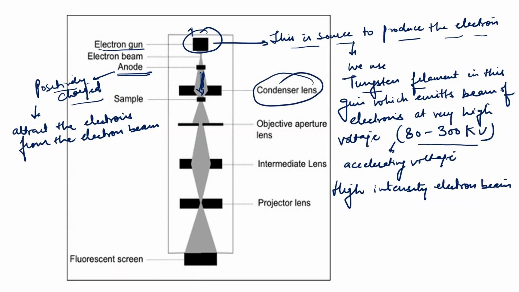Now what will this condenser lens do? These are electromagnetic lenses, and they will focus the electron beam towards the specimen, towards your sample. Here your sample is placed. This is your sample. So what is the condenser lens doing? It will focus the electron beam towards the sample.